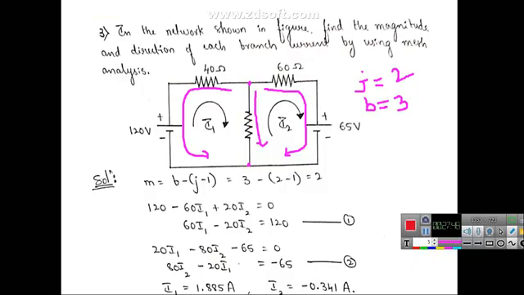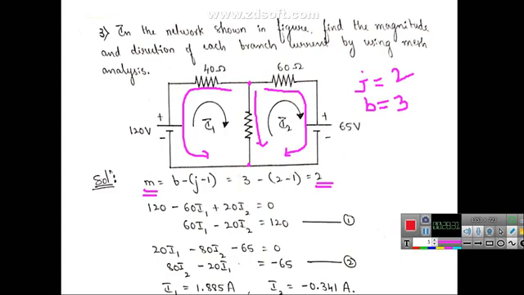Next, once you find the number of junctions and branches, you can find the number of mesh equations. The number of mesh equations is given by M is equal to B minus (J minus 1). B is 3, J is 2, so 3 minus 1, that means you will get 2 equations. Therefore you need to write 2 mesh equations. Once we identify this, you can go on to write the mesh equations.